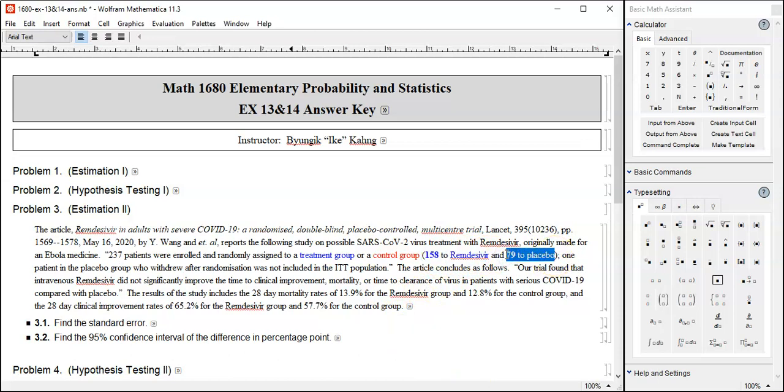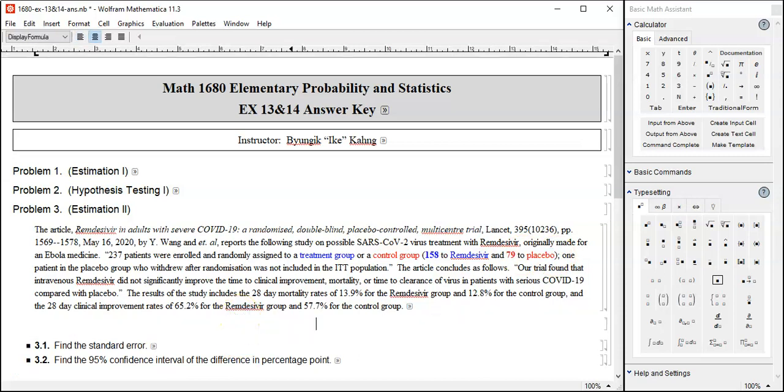Now those are sample numbers, sample sizes. So N1 is 158, N2 is 79. That's what we have so far. And the color coding will help you.